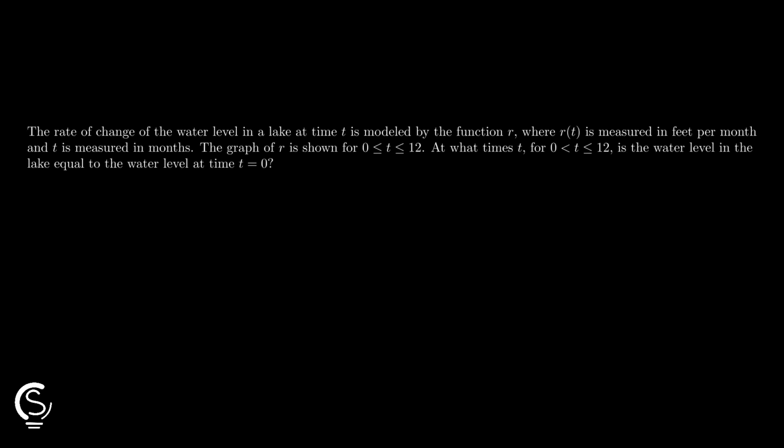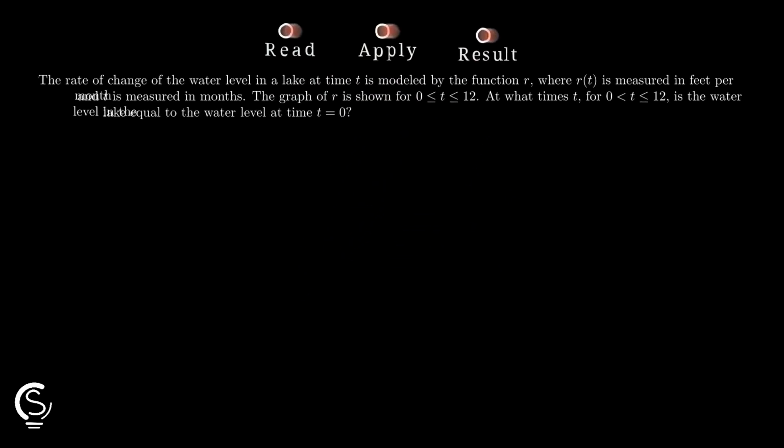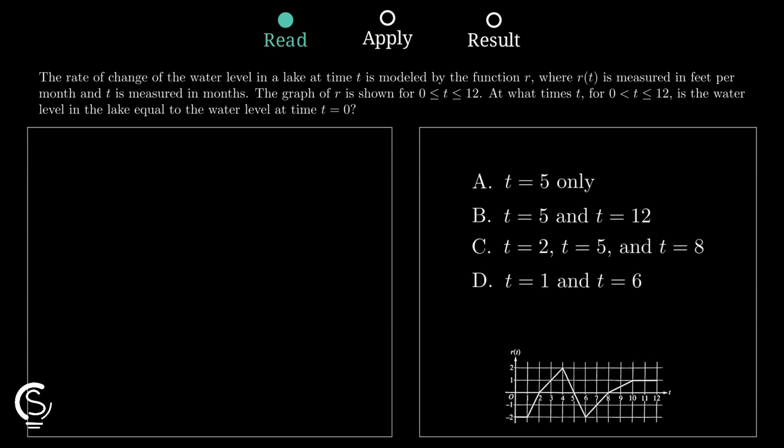Let's level up. Water level questions look scary, but this one is just signed area from the rate graph, and we can spot the matching times fast. Since R of t is the rate of change of water level, the lake returns to its starting height exactly when the net change from time 0 to t is 0.